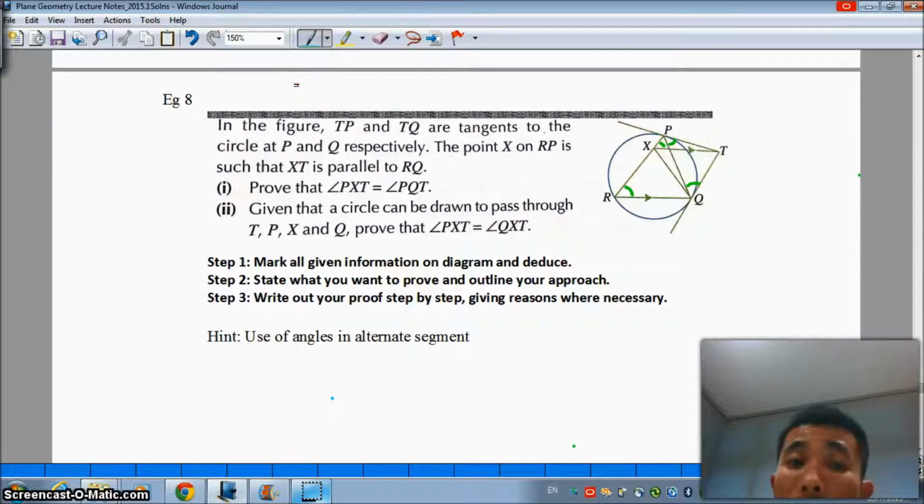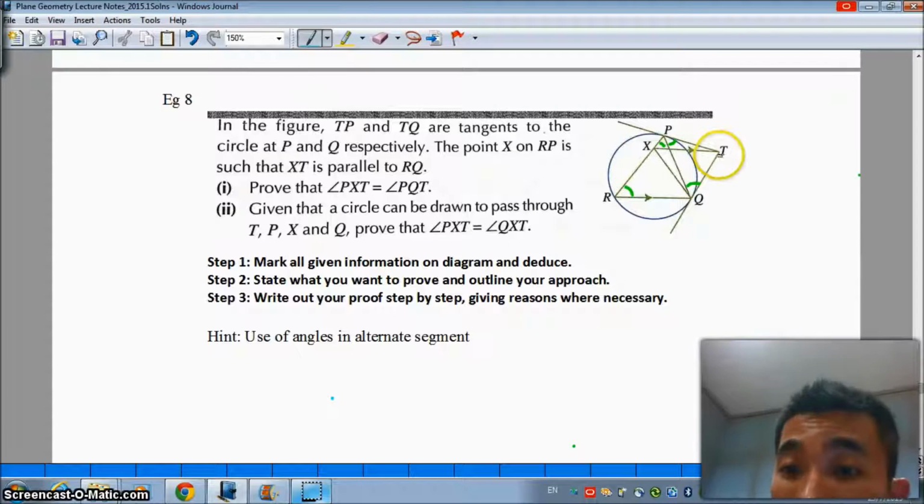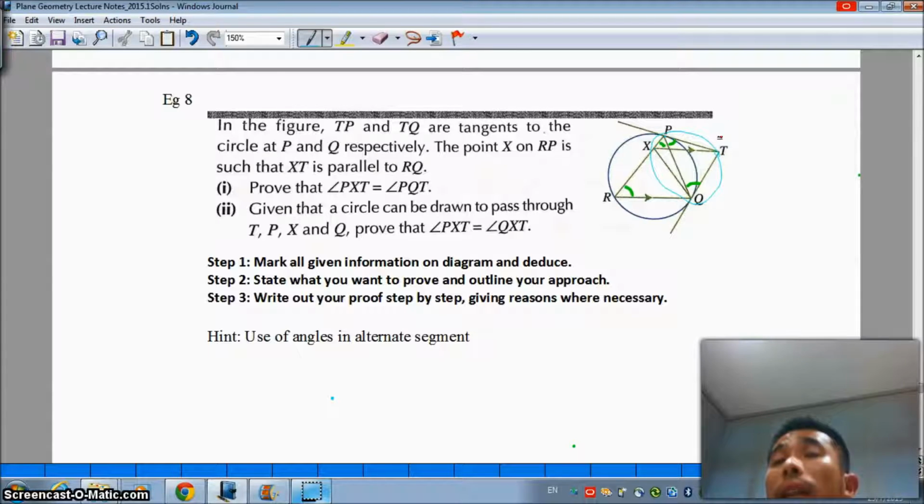Okay, coming to part 2, notice a circle can be drawn through the 4 points over here. So I'm going to draw a circle passing through the 4 points. And once the circle is drawn, notice on the 4 points, you can see the shape of a butterfly. Okay, notice the feature of a butterfly means that we can actually make use of angle in the same segment. Alright, a very clear cut.